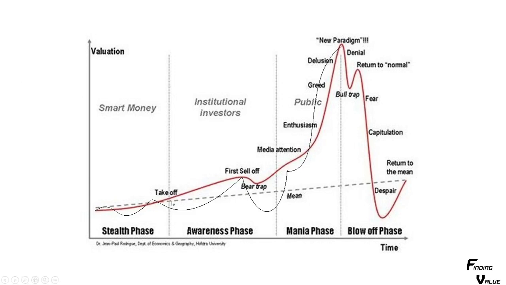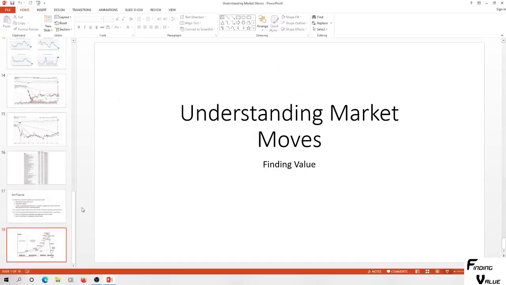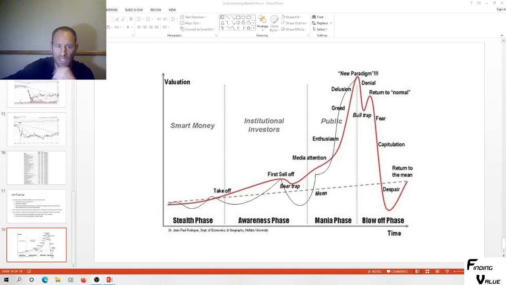You're going to have the stealth phase, an awareness phase, and a mania phase. A lot of the gains are going to happen later on in this bull market. They're not going to happen right in the beginning. It's going to take some time. It's going to take some patience to make money here. We are buying in this stealth phase. Not many people are talking about it. This is called smart money.